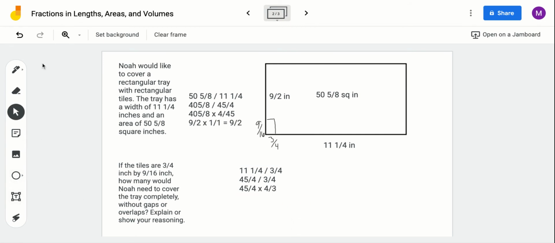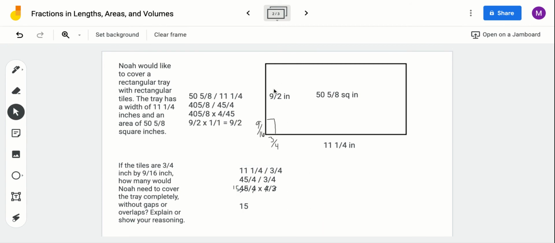Let me use my pen tool because this shows a little bit better. So 45 and 3, this becomes 15. 4 and 4, they just go right with each other. And so this ends up being, and that just equals 15. So I have 15 of those tiles along this side. I can fit 15 over here.